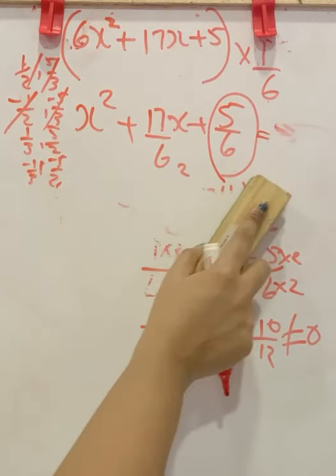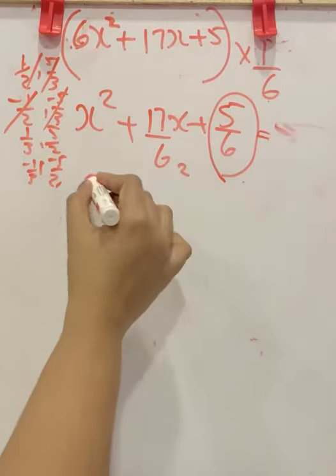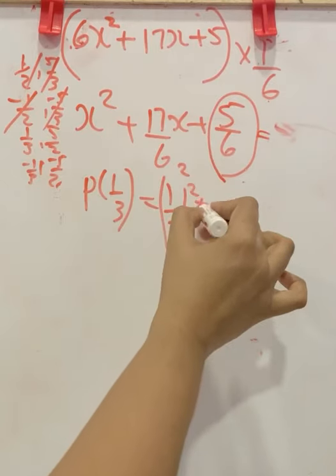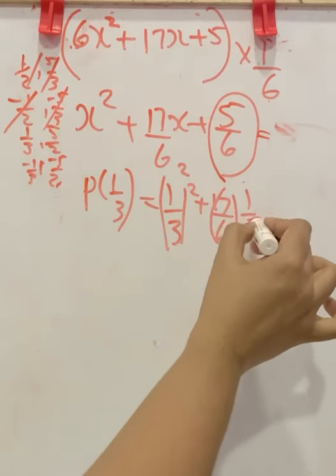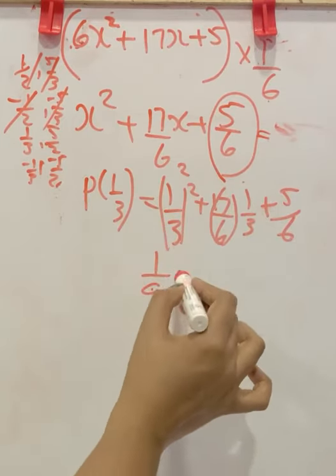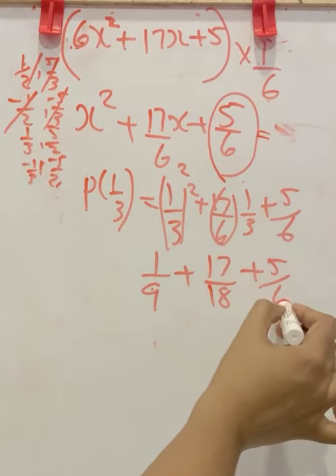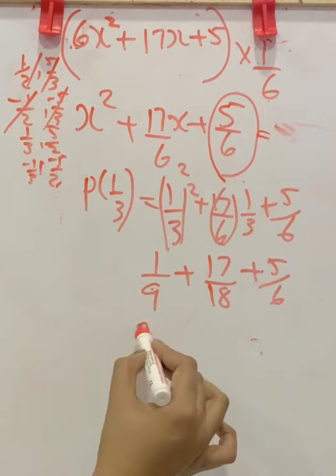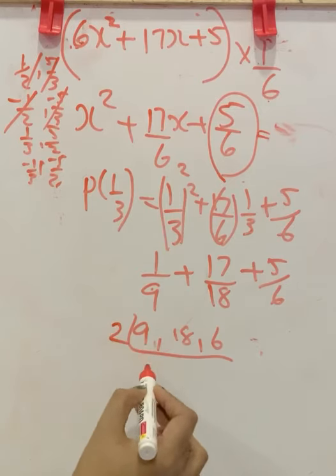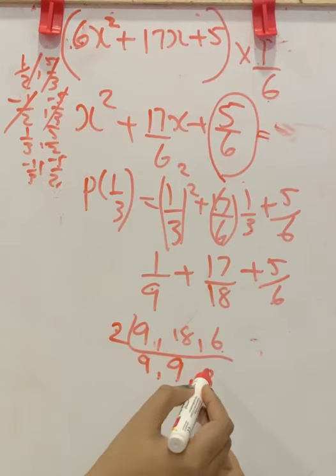Now next we will find p of 1 by 3. Then it becomes 1 by 3 whole square plus 17 by 6 into 1 by 3 plus 5 by 6. 1 square is 1, by 3 square is 9, plus 17 by, here 6 threes are 18, plus 5 by 6. Now again the LCM of 9, 18 and 6. Here we can start with 2. Carry down this 9, it is not a multiple of 2. 18 is 9 twos are 18. Here 6 is 3 twos are 6.